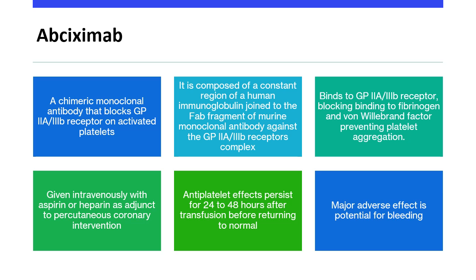Third is abciximab, a chimeric monoclonal antibody that blocks GP2B3A receptor on activated platelets. It is composed of a constant region of a human immunoglobulin joined to the Fab fragment of murine monoclonal antibody against the GP2B3A receptor complex. It binds to GP2B3A receptor, blocking binding to fibrinogen and von Willebrand factor, preventing platelet aggregation.